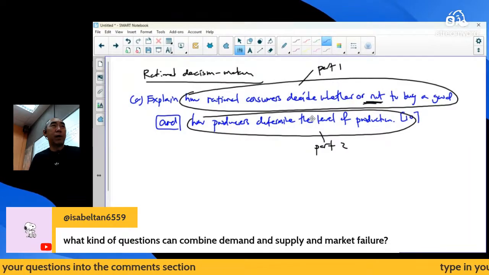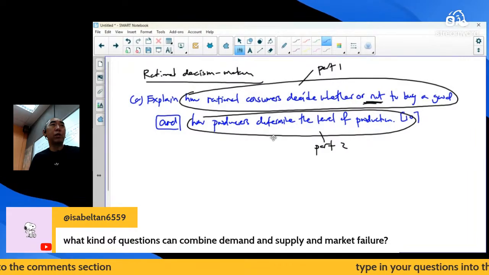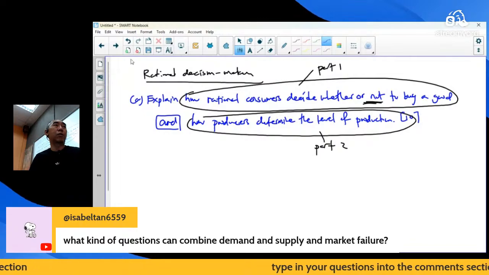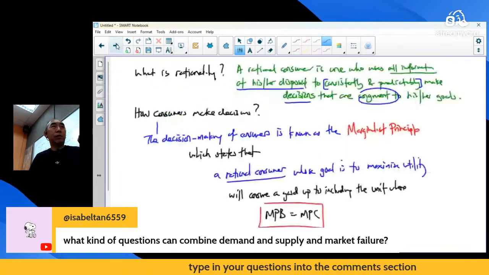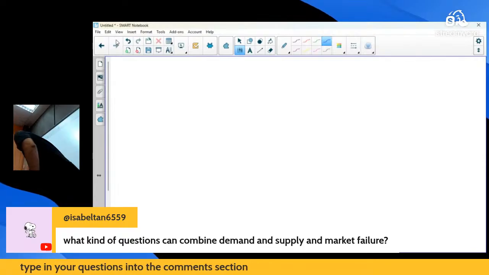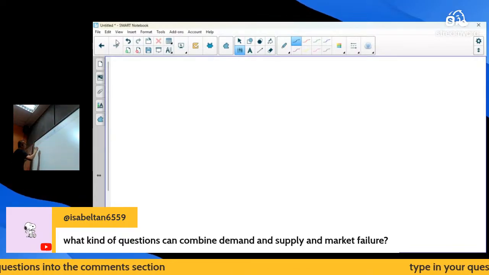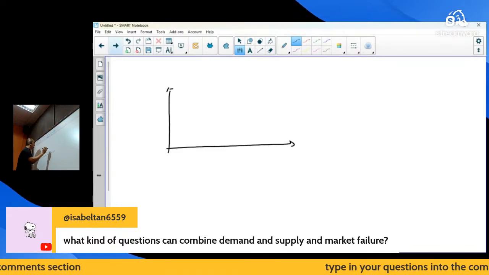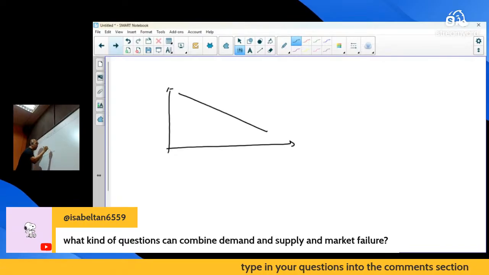So now we come to the second part of the question: how producers determine the level of production. Producers determine the level of production means we are assuming the producer will produce the good. So there's no question of do or don't do it. Now it's a question of produce or don't produce. The question is how much to produce.